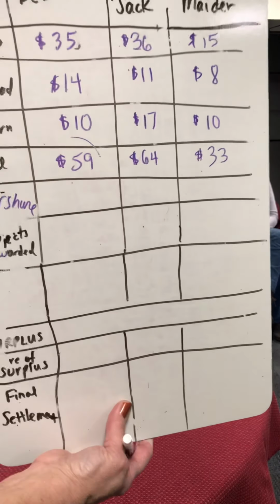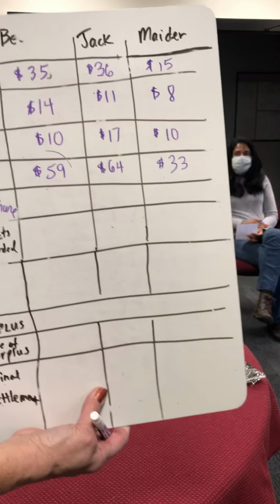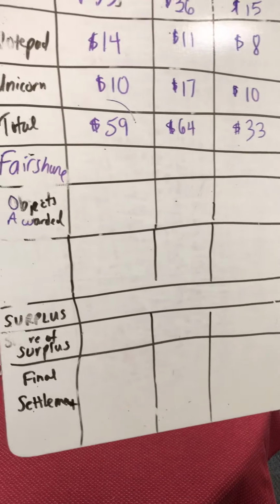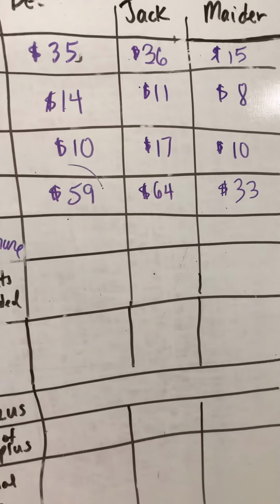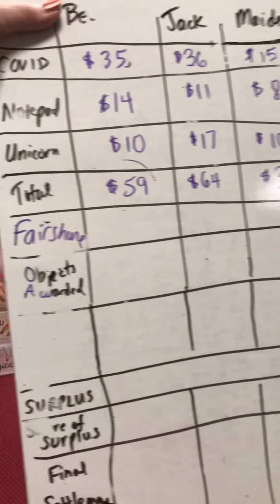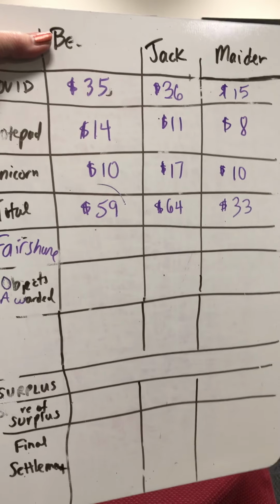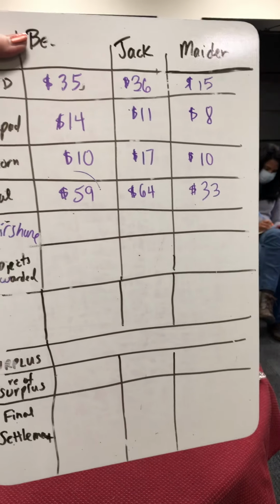I'm going to get a little help here. Hey, Becky, operate this calculator. So I'm going to go ahead and fill in these two things. If you haven't done it yet, you should pause the video and do it. So Becky, since there are 3 of us, take $59 divided by 3. $19.67.